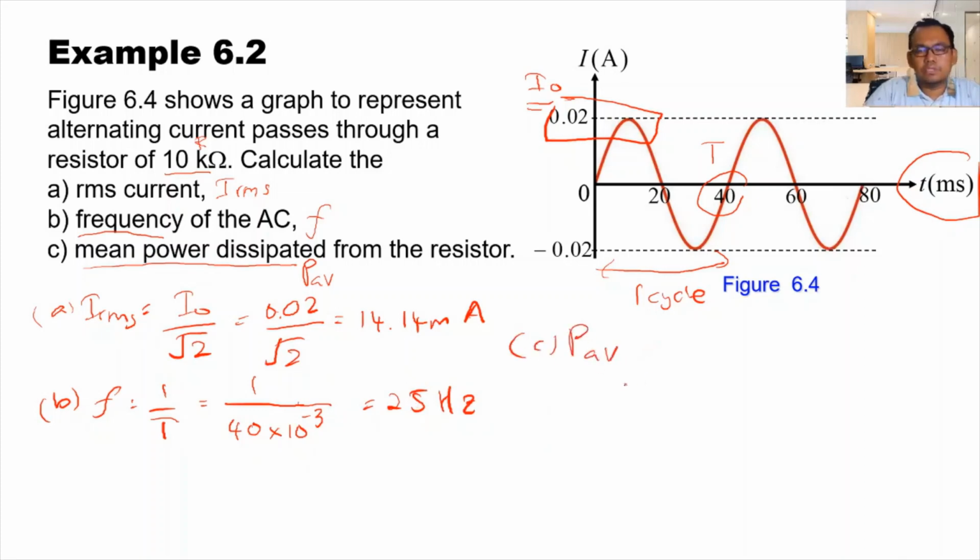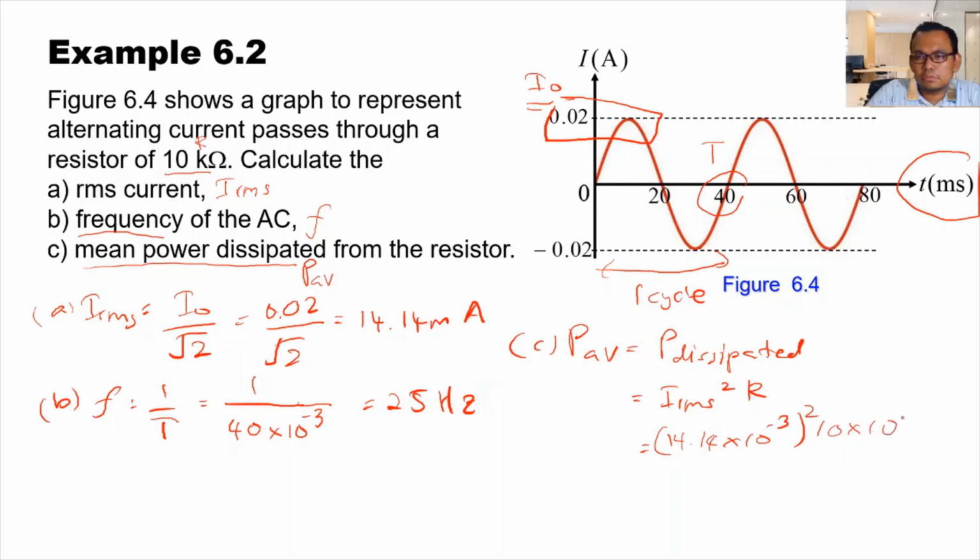And lastly, average power, which is dissipated power also. It is equal to RMS current squared times resistance. So we substitute the value. Don't forget the square. And we get the answer 2, and the unit is watt.